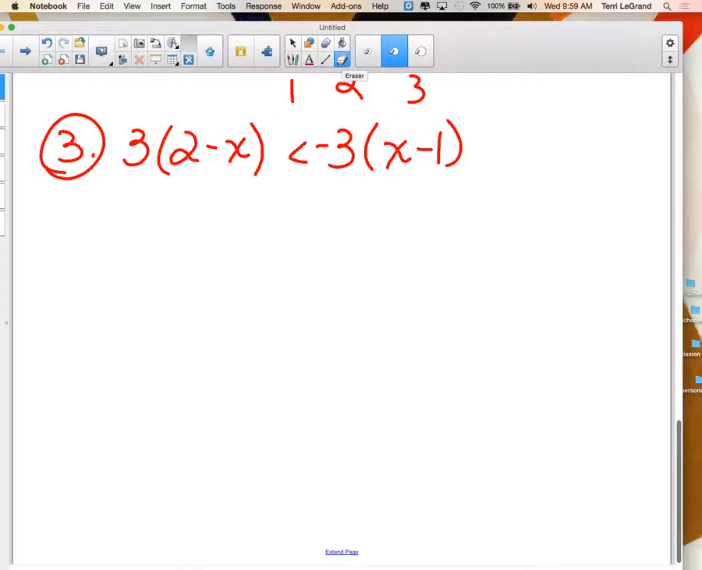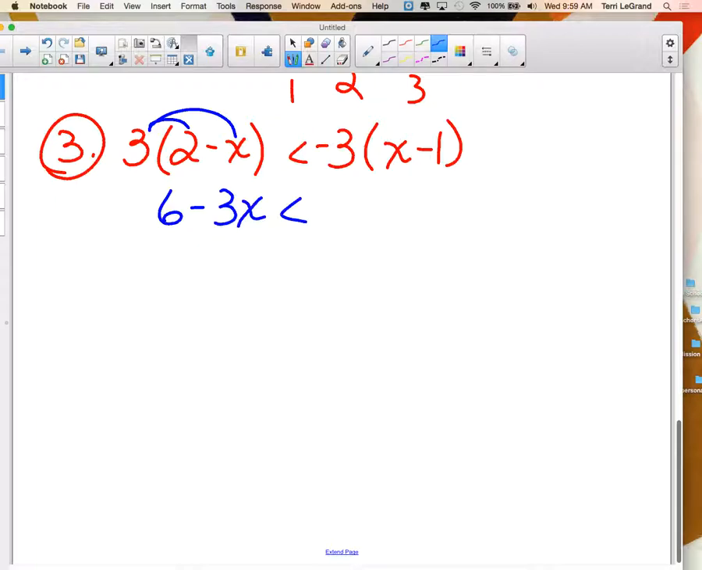Okay, what are we going to do first? Yeah, we got to do distributive property. We have to simplify. Okay, so let's get the simplifying done. What's the left side of the inequality look like after we've simplified? 6 minus 3x, okay, is less than -3x.